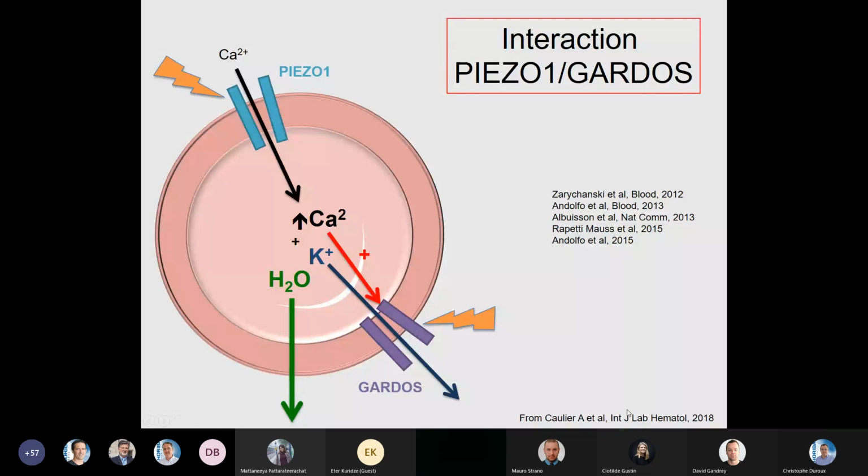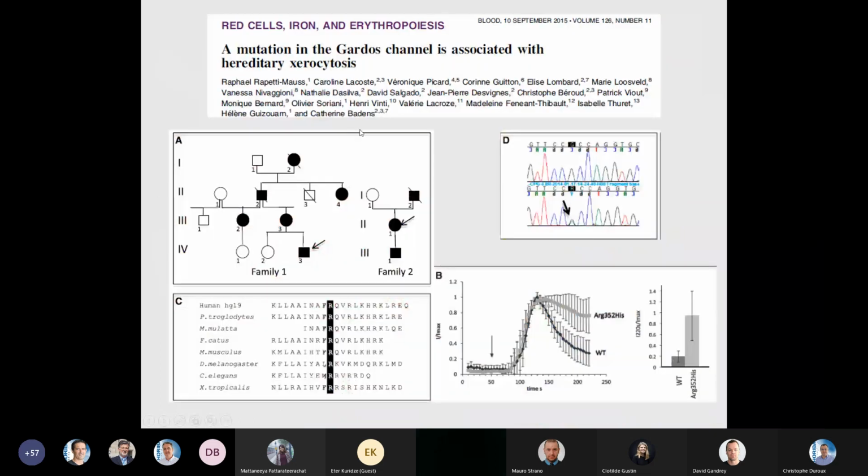And very interestingly, 10% of hereditary xerocytosis cases are not related to PIEZO1 mutation, but are directly related to gain-of-function mutations of the Gardos channel. In this situation, the Gardos channel opens up too easily for a normal or supraphysiological concentration of calcium, and there will be a dehydration of the red blood cells. And this is the French team of Catherine Badens in Marseille that described for the first time this Gardos mutation in 2 families. Now there are many other families that have been published.